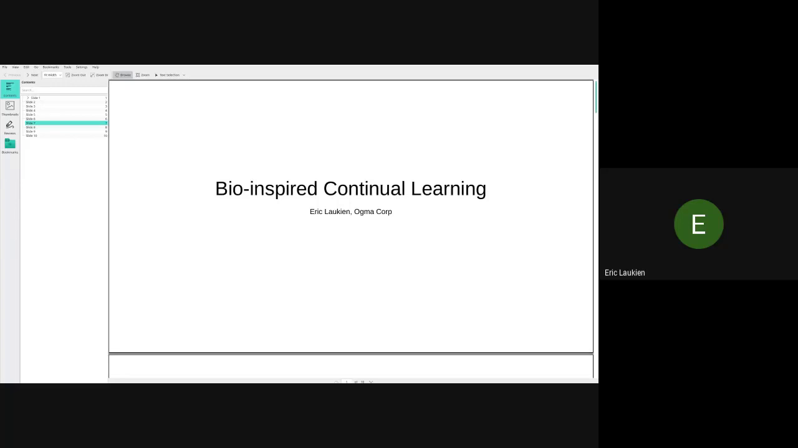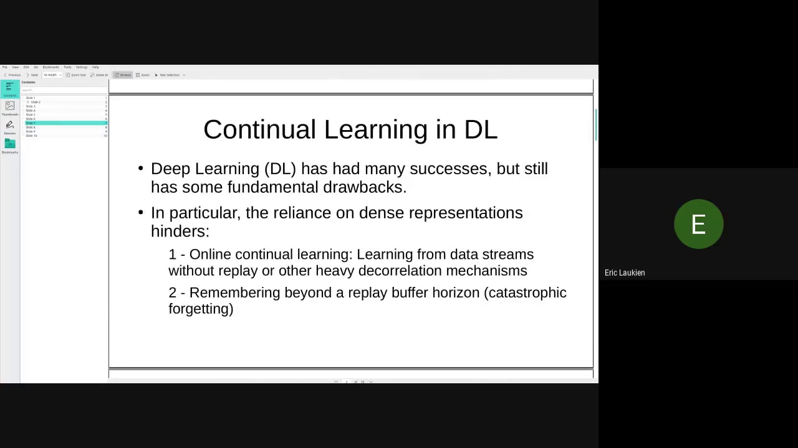All right, so I'm going to talk about bio-inspired continual learning. This will overlap a lot with what Subutai has done, but I think I can add some additional insight from a more deep learning perspective, because I myself am not a neuroscientist. I actually come more from the machine learning crowd, but I'm very interested in neuroscience. The algorithms we develop at Ogma Corp are based on things like sparsity, which Subutai mentioned. But I'm not going to talk about our tech, but rather the principles that we think are important for continual learning.